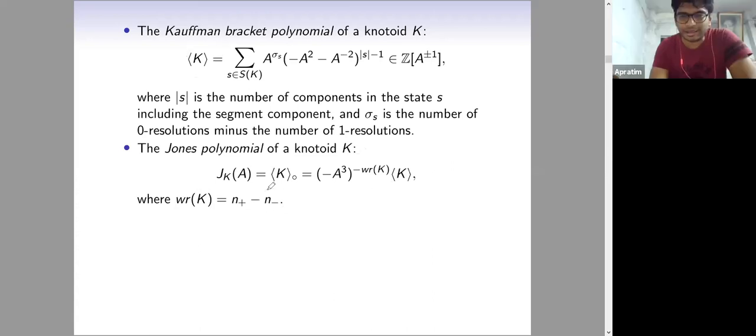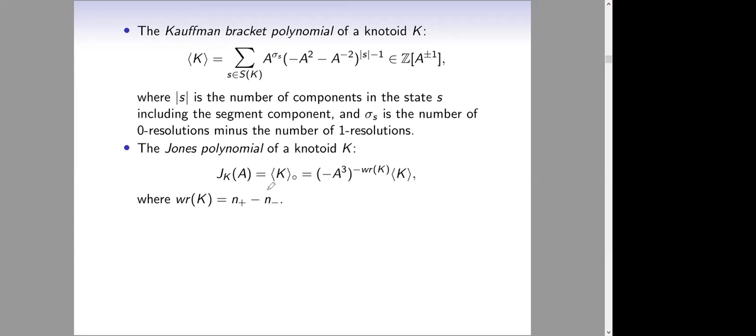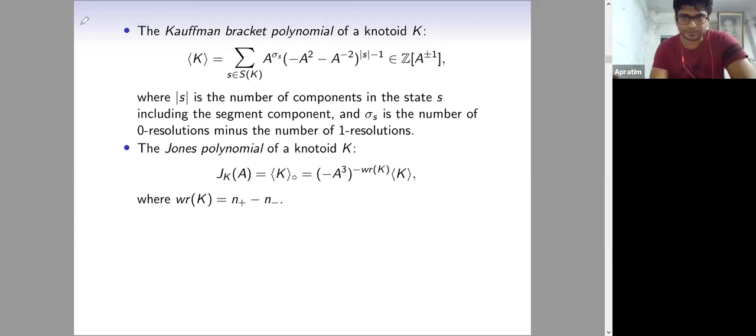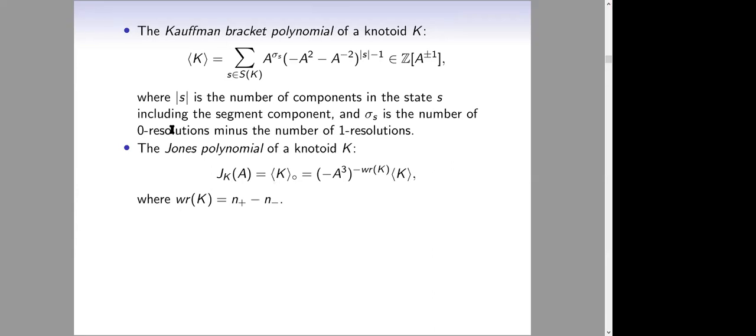I have a question. When you say number of components, you also include the segment that you were talking about? That's correct. Yes, we also include the segment component. Okay, thank you. And if you include this extra correction term, then what you get is an invariant of knotoids.